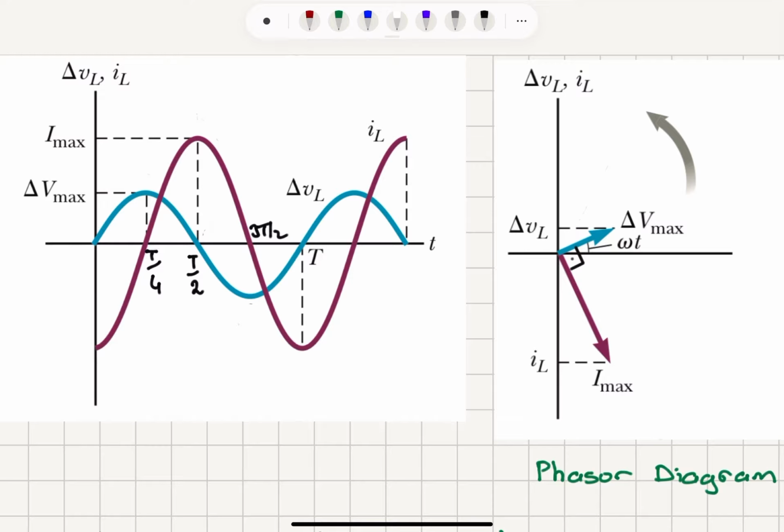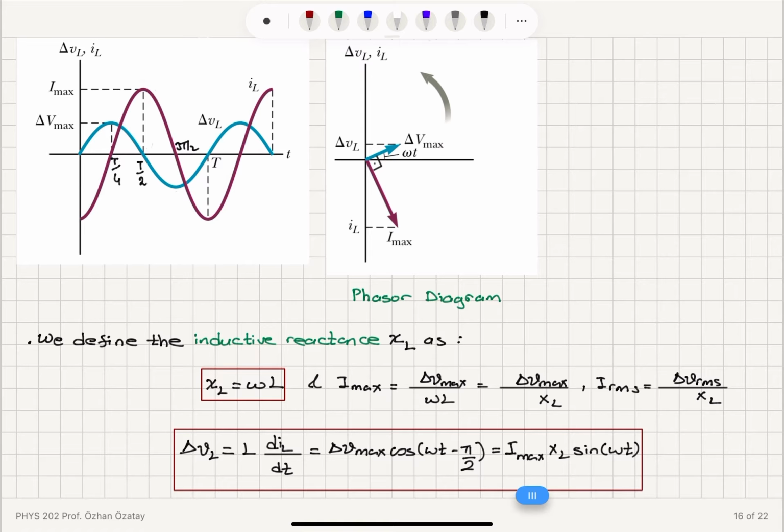So you can see that the voltage is already 0 at the beginning. The current becomes 0 at time T over 4. The voltage becomes maximum at T over 4, and the current becomes maximum at T over 2. So we have to wait another T over 4, a quarter period, to get there. So the current lags behind voltage by pi over 2.